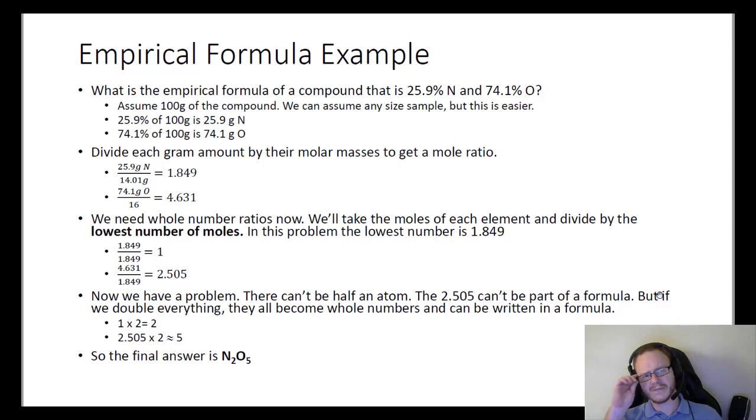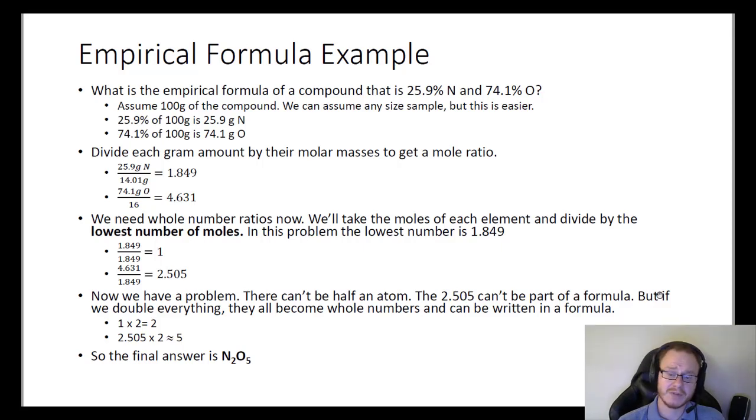So, some examples. Let's take a look at this one here. What is the empirical formula of a compound that is 25.9% nitrogen and 74.1% oxygen? First steps first, we need to assume a 100-gram sample. This makes it a lot easier for me. I could technically use any sample size, but I'm going to go with 100 grams because it makes my math a lot easier to work with. With that in mind, 25.9% of 100 grams means I have 25.9 grams of nitrogen. 74.1% is 74.1 grams of oxygen.